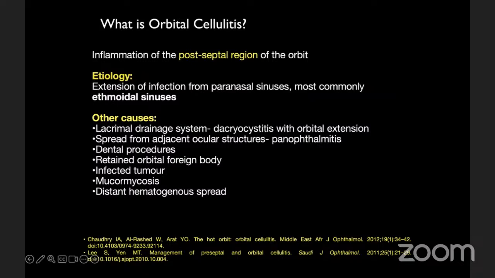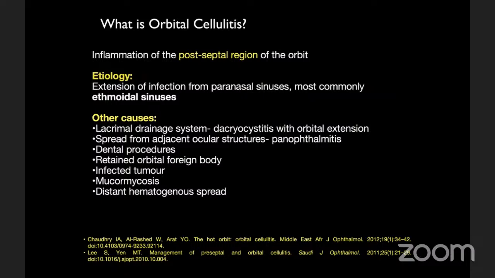It is not that every case of orbital cellulitis you're going to see complete blindness with a central retinal artery occlusion. But in progressive cases with pressure on the central retinal artery or the ophthalmic artery, this can be a devastating complication. So with this background, let us try to look at what exactly is orbital cellulitis.